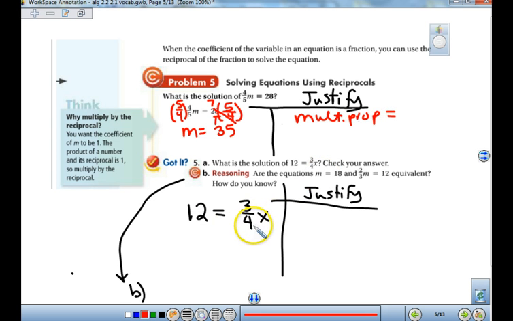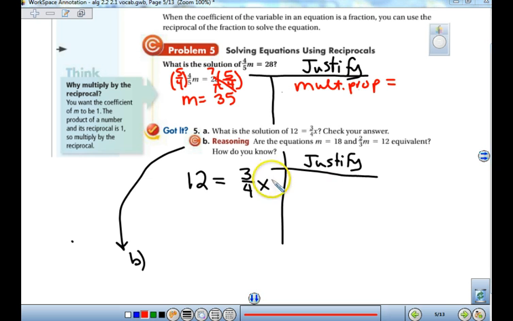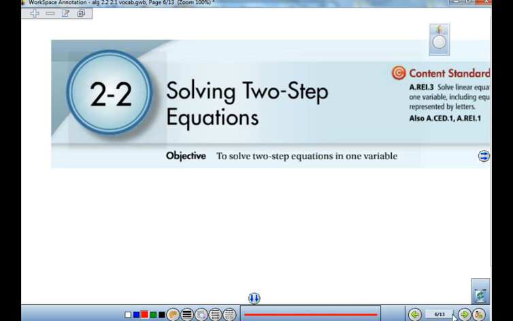Now, you want to try this one on your own. I'm going to check that you got it. Again, you should give some reasons. And then I want you to take a look at, so that we can talk about this in class tomorrow, using the equation m equals 18 and 2/3 m equals 12. Are they equivalent? You can either check it by solving it, or you can do a check to show me. So I should see that tomorrow on your got it.